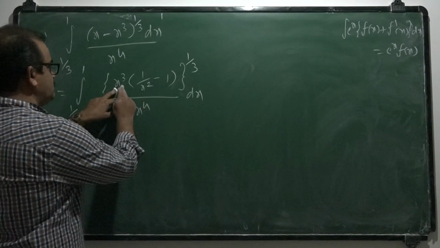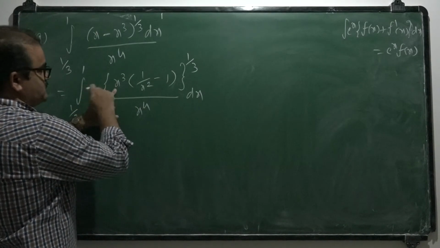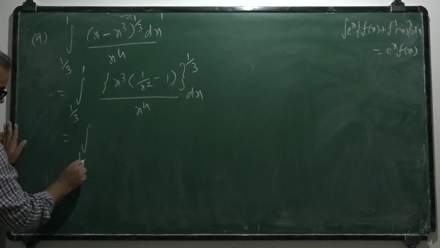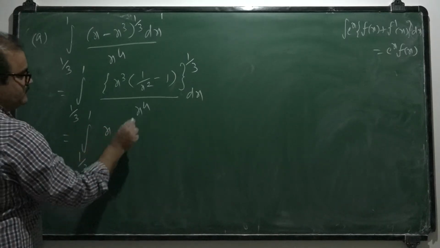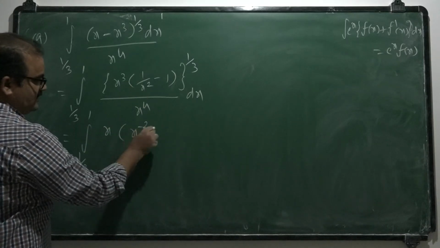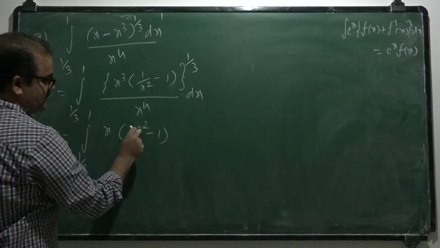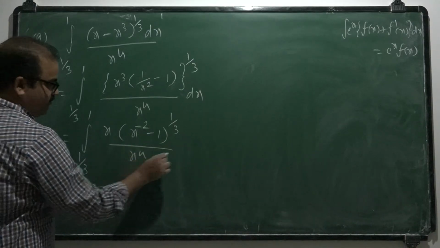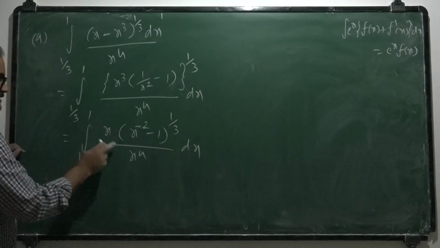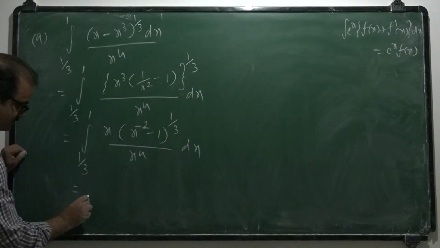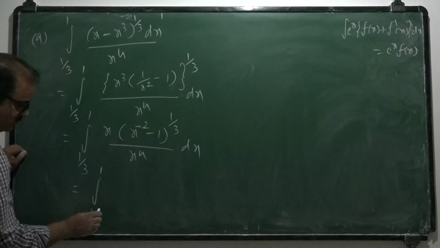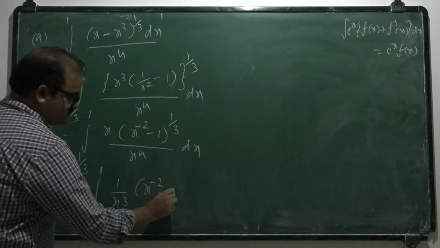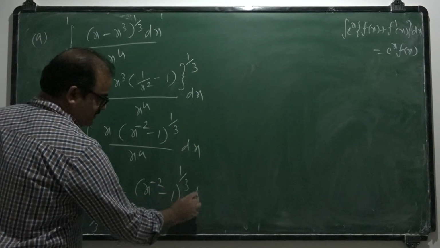Take x cube from this bracket, x cube whole power 1 by 3, x. So, integral from 1 by 3 to 1, x into (1 by x square is taken as x power minus 2) minus 1 whole power 1 by 3 by x power 4 into dx. x by x power 4 is 1 by x cube, so 1 by x cube into (x power minus 2 minus 1) whole power 1 by 3 into dx.